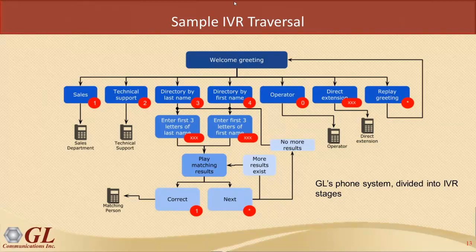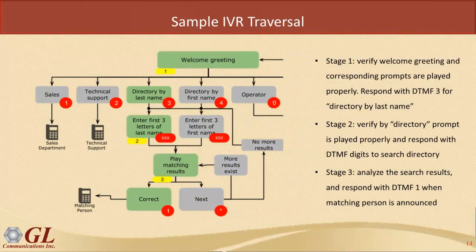For each of these options, the IVR system is expecting a DTMF response. Obviously, if you press 1, it'll connect you directly to sales, and if you press 2, it'll connect you directly to technical support. So I'm not going to focus on that. Instead, we'll examine the third option, which is the directory by last name. The goal here is to traverse to this directory by last name menu and then ultimately find a matching person at GL. The path we'll take is highlighted in green in this slide.